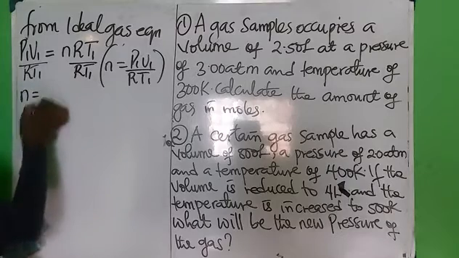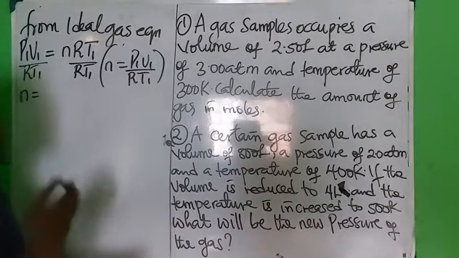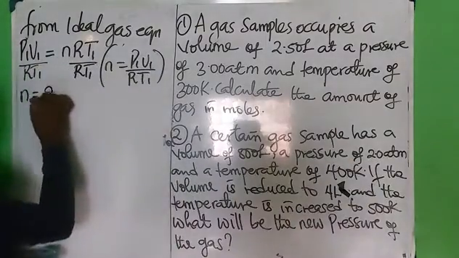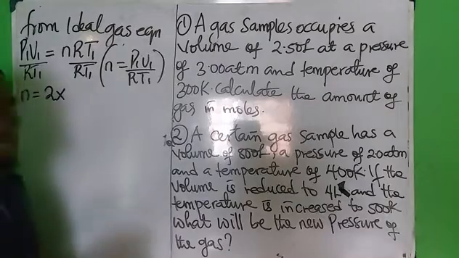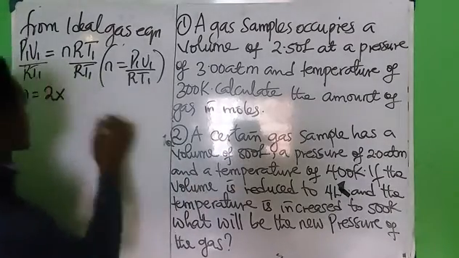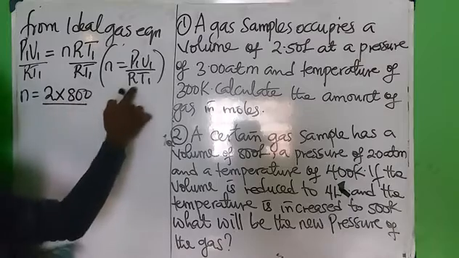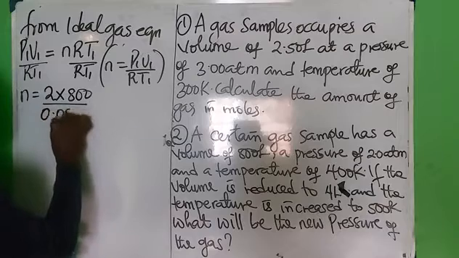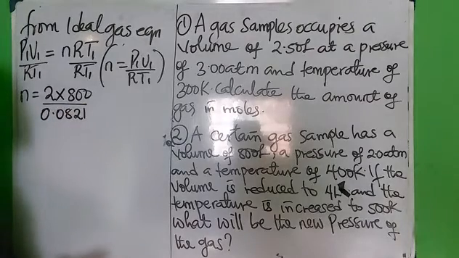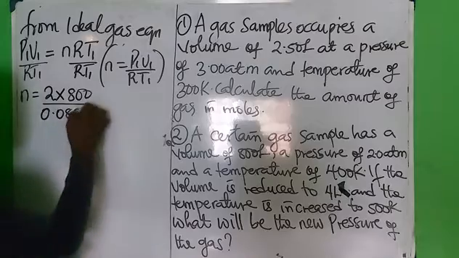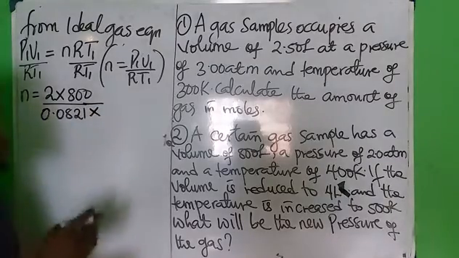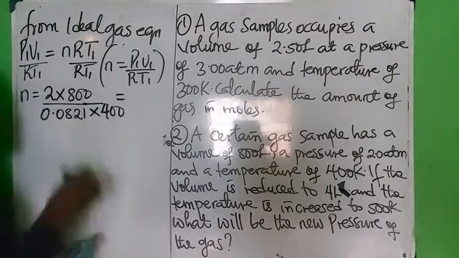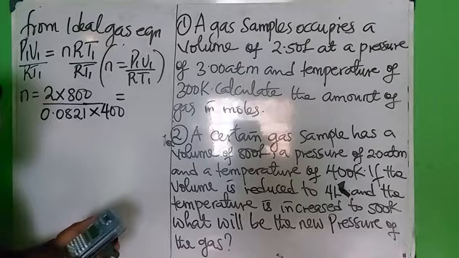So the number of moles becomes: the P1 from the question, the initial pressure, is 2, while the initial volume is 800 liters. R stands for the constant, which is 0.0821, times the initial temperature given, 400, right? So 2 times 800 is 1600.